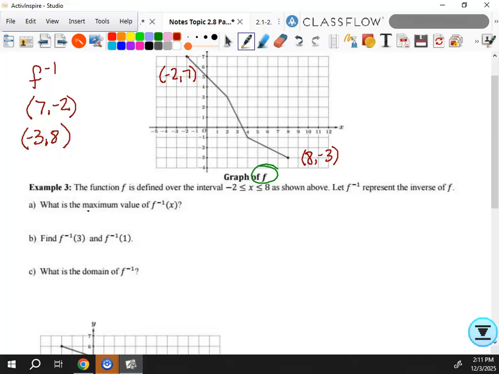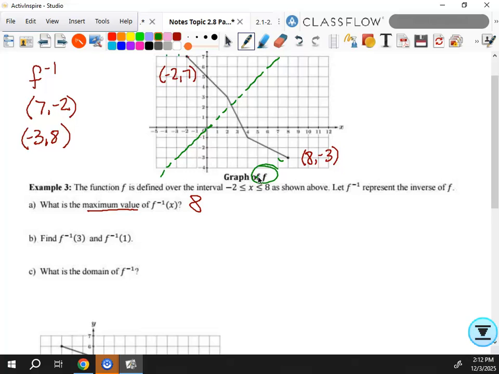Then what is the maximum value of F inverse? 8. Because here, they did switch what was what. Because if I sketch in my line y equals x so I can see what's happening, you see how because of the way it's related to the line, this point ends up here and this point ends up down here, right? So they just happen to switch. So the easiest thing to do is just look at the ordered pairs and make sense of that. Okay, everybody okay with that?